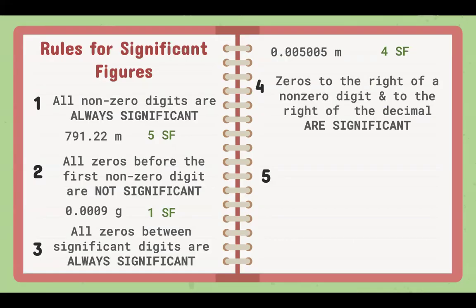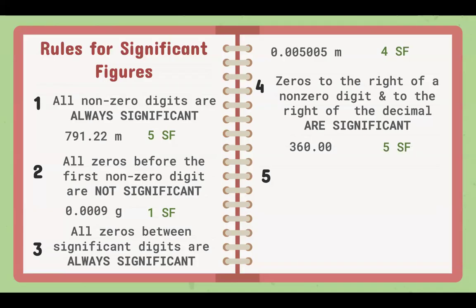Next, for rule number 4, zeros to the right of a non-zero digit and to the right of the decimal are always significant. For example, we have 360.00. The zeros come after the non-zero digits, so all of them can be considered significant. If your answer here is 5, then you are correct. Meaning, if a zero comes after the decimal point, we can consider it a significant figure.